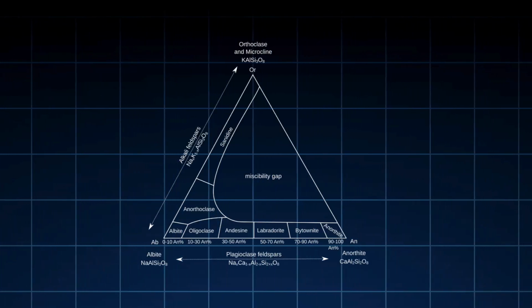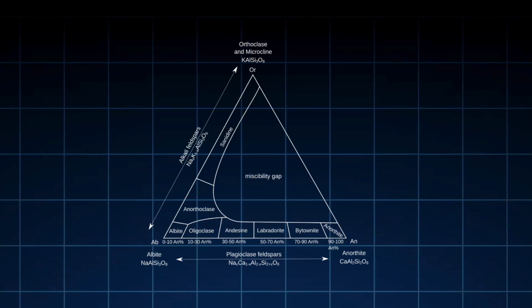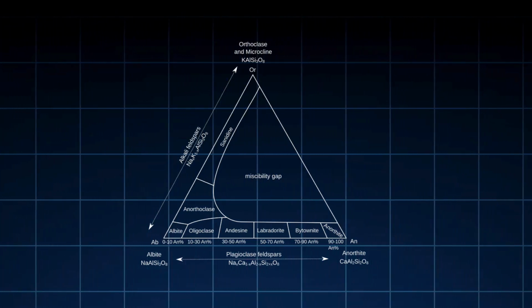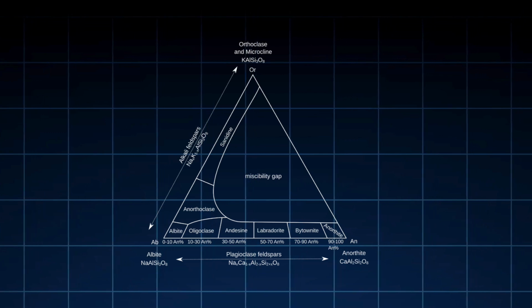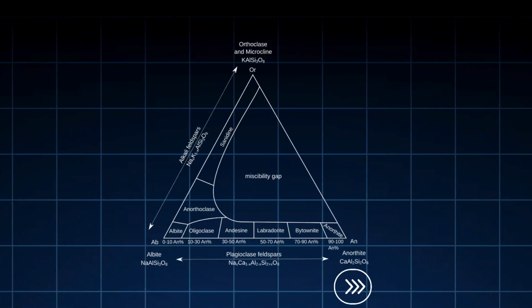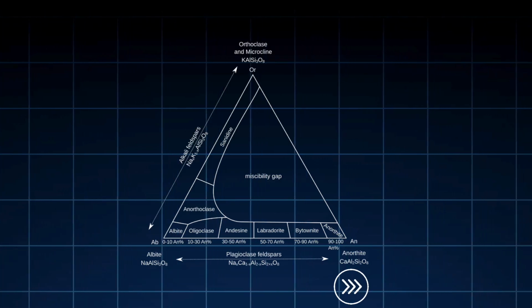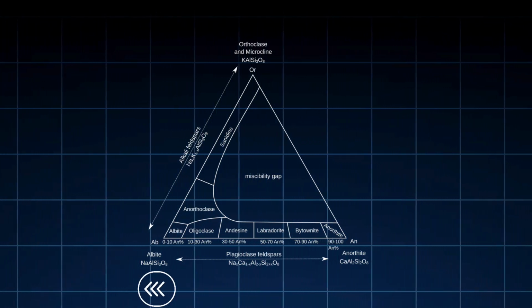So how do we read this diagram? It is important to remember that the end members are not always positioned in the same orientation, and that the end member closest to a composition indicates a higher proportion of that component. For example, the closer a composition is to the calcium-rich end member, the higher the calcium content, meaning a higher anorthite component. Likewise, the closer it is to the albite end member, the higher the albite content.